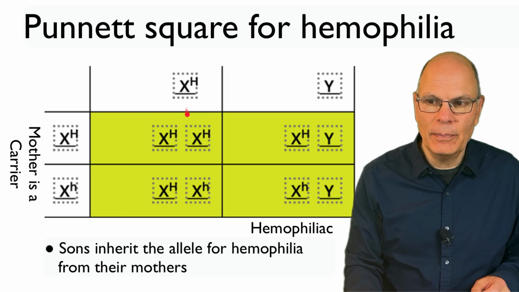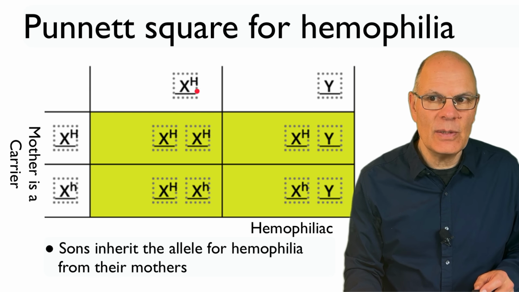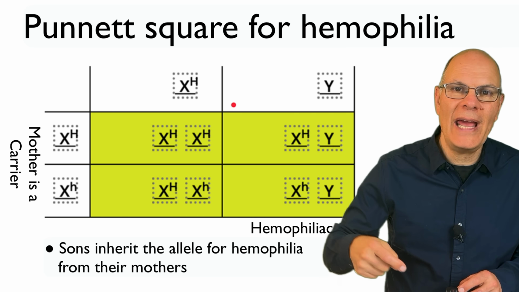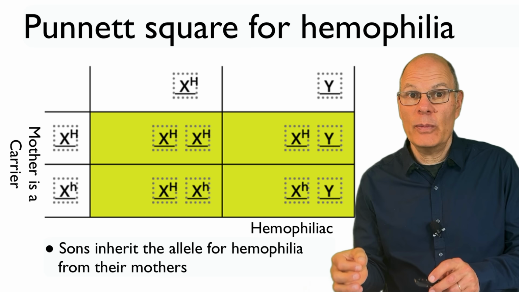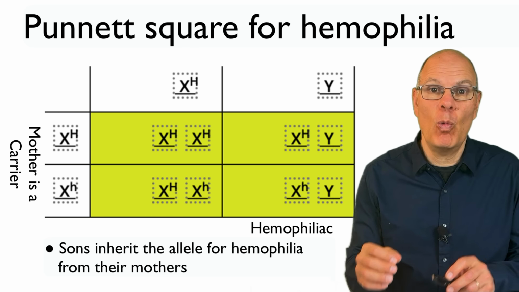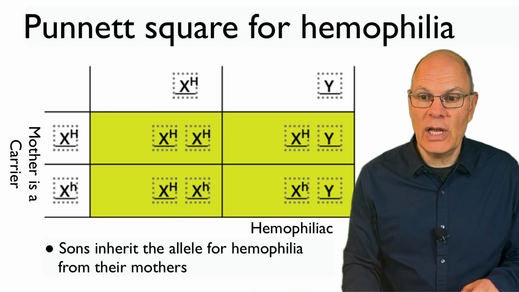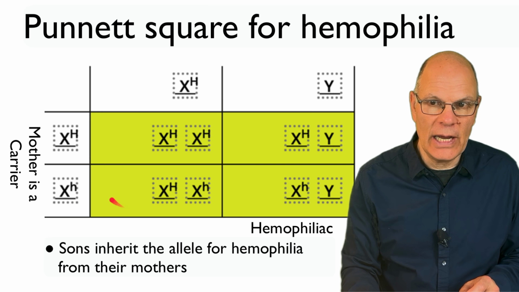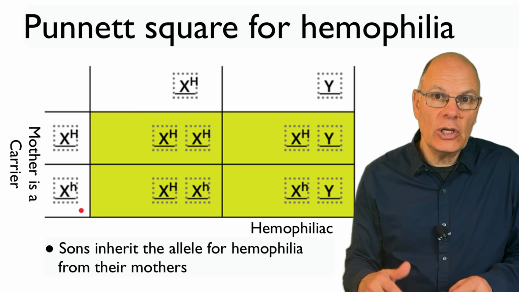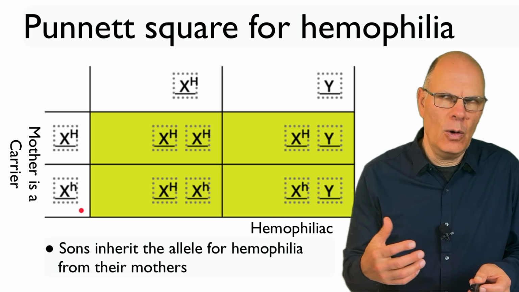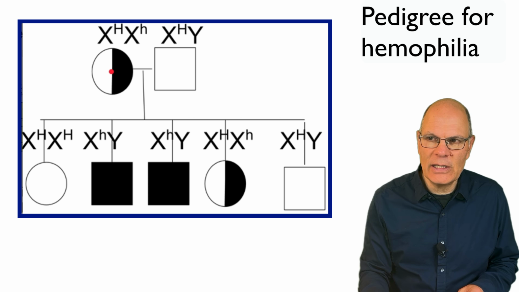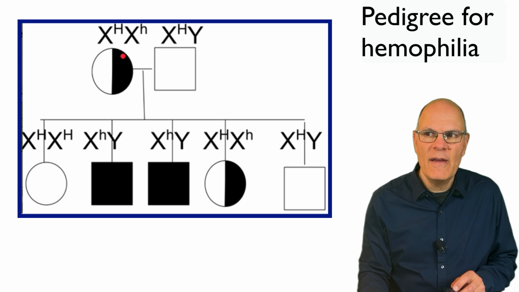The dad, in this case, is unaffected, X big H Y, but it doesn't matter because dads don't pass on their X chromosomes to their sons. They pass on their Y chromosomes. That's why they're sons to begin with. So the mom has to be a heterozygote, as shown here, or she could be homozygous recessive, though that's quite rare. Here's a pedigree that shows the same thing, basically a cross between a heterozygous female and a normal male.